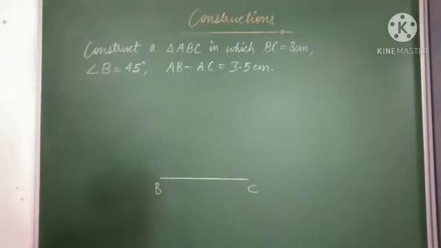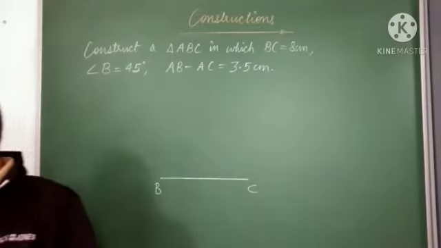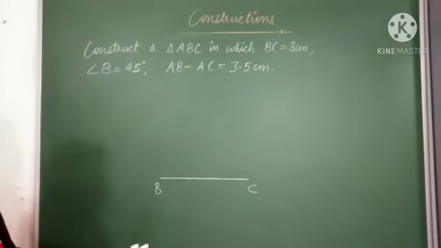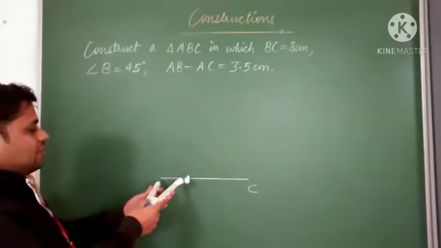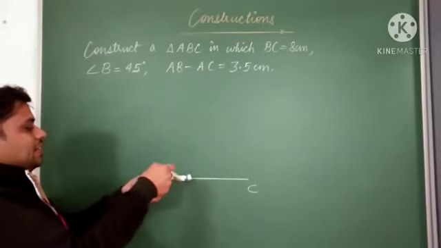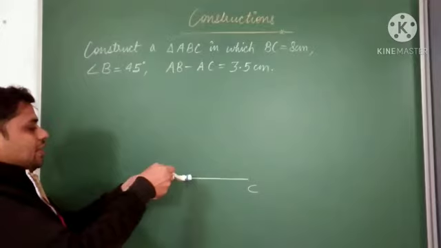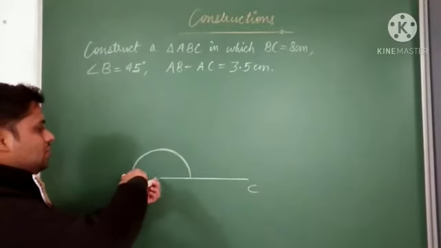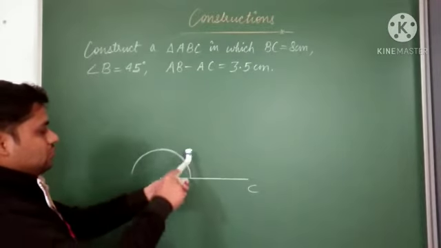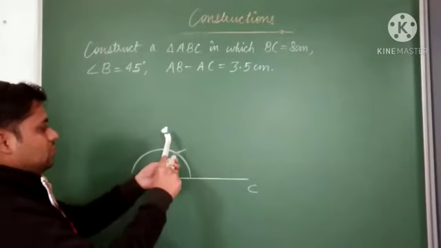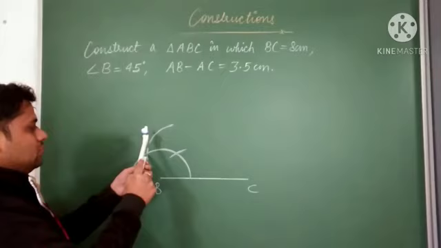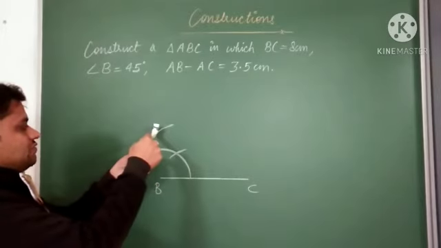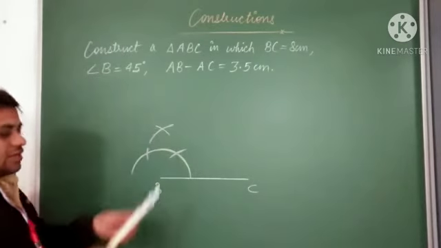After this, we will construct angle B equal to 45 degree. We construct 45 degree by bisecting 90 degree. So first of all we will draw 90 degree. This way we will construct 90 degree.